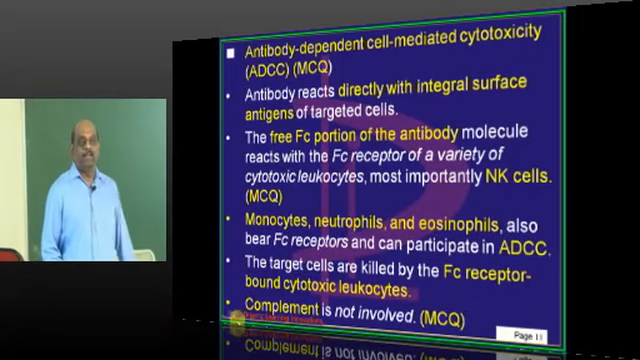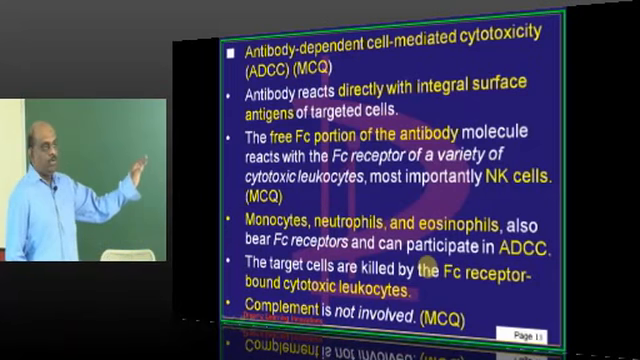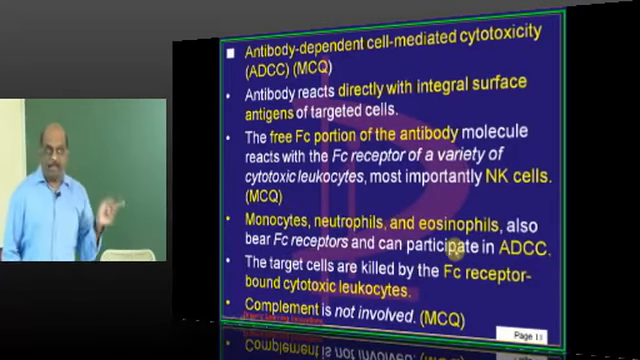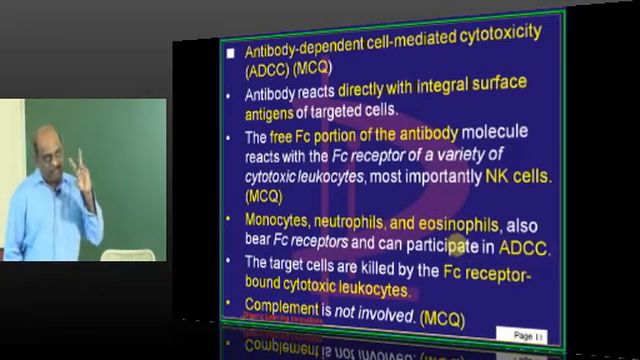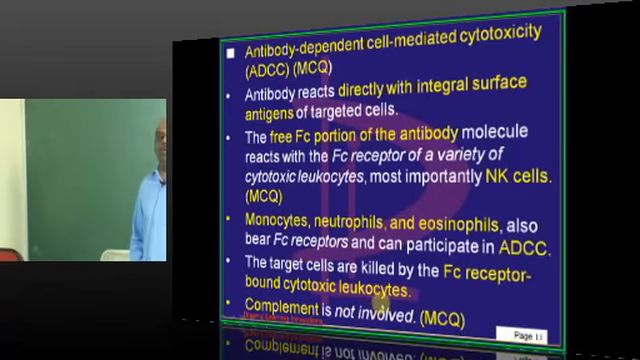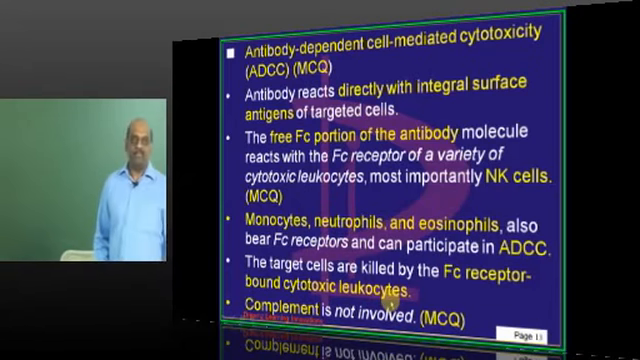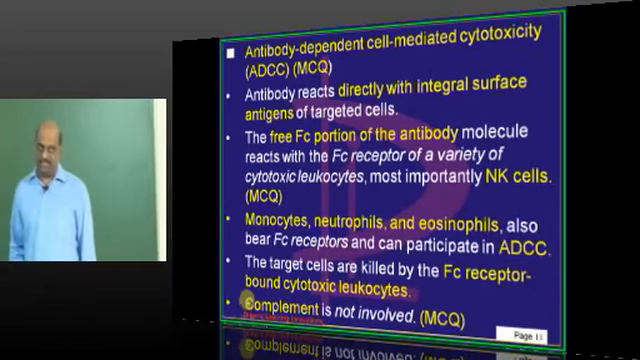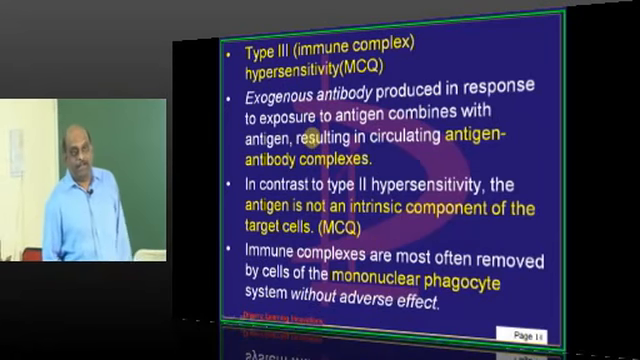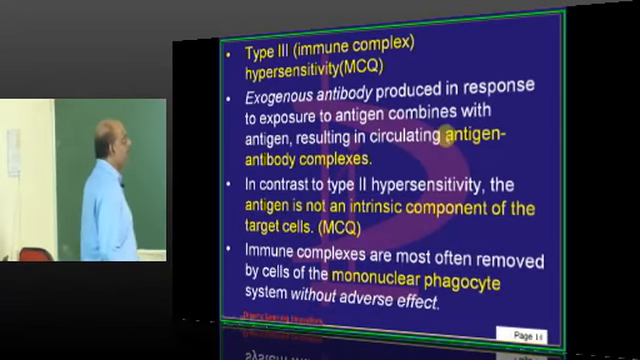So commonly the examiner will ask you two things: NK cells, ADCC; Fc receptor, ADCC. These are the two buzzwords you need to remember. Is any complement involved in this? No, sir. There is no complement involved in ADCC, which needs to be remembered. But in all the other type 2 hypersensitivity reactions, is complement involved? Yes, sir, it is involved.